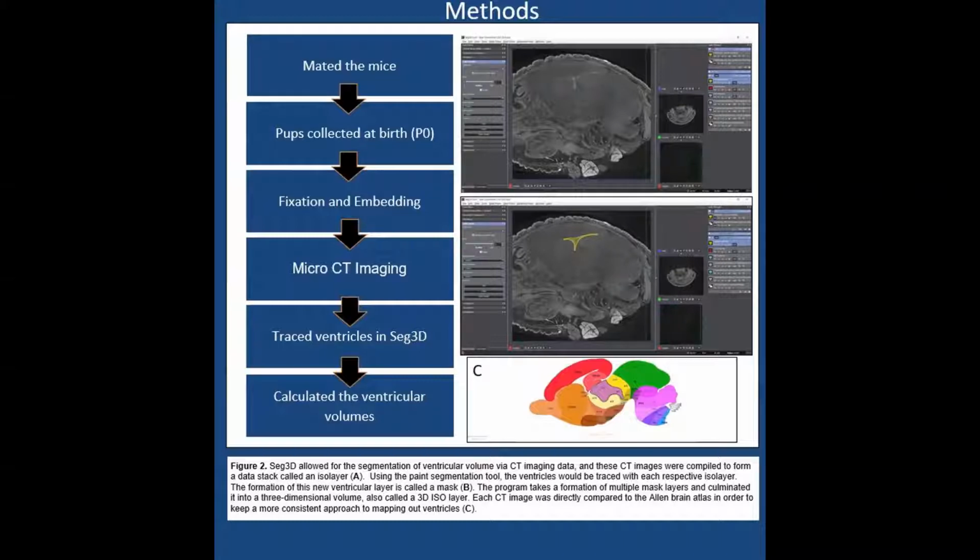Afterwards, the heads were scanned using a micro CT scanner, which allowed us to view in high definition the entirety of the brain without even damaging the brain. By referencing the brain structures with the Allen Brain Atlas, as you can see in box C, the ventricles were traced by hand in order to form isolayers using the program that we use called Seg3D, which in addition also allowed us to calculate the ventricular volume.